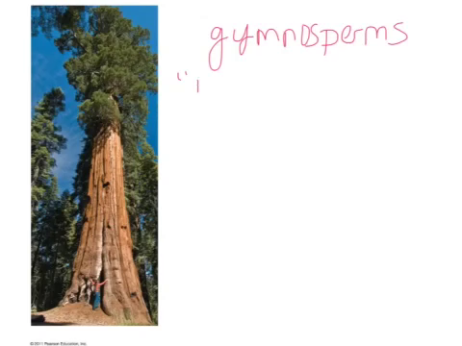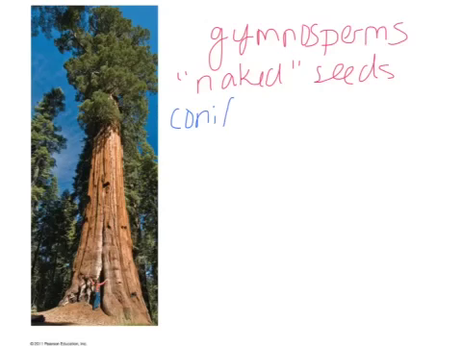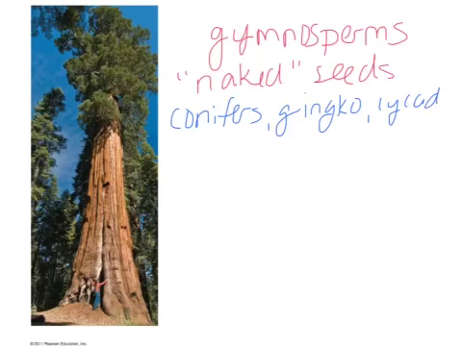Okay, and so these are what are called naked seeds. They are not enclosed in an ovary, so their seed is not surrounded by fruit. It's open. And so examples of these would be things like conifers, ginkgos, cicadas. All of these would be examples of gymnosperms.